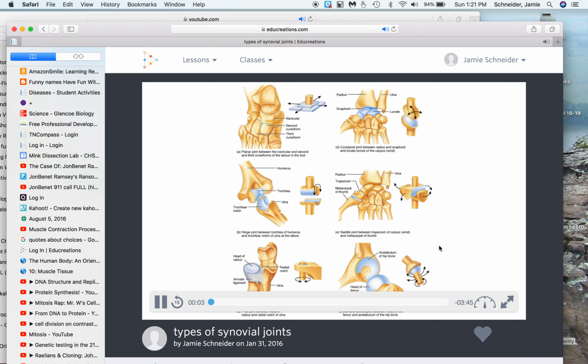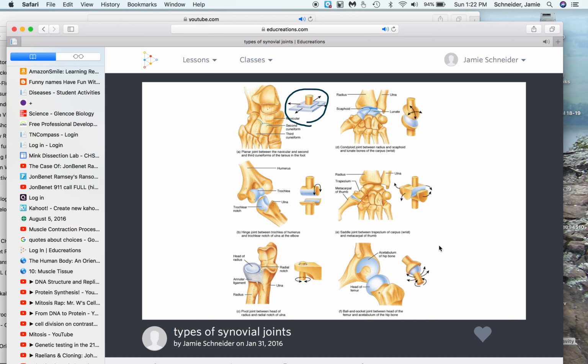This lesson is about different types of synovial joints. Remember, those are also diarthrotic joints. The first one we're going to talk about is planar joint, which is right here. It's like two boxes or two books sitting on top of each other. So they glide back and forth. They can be flat or slightly curved.